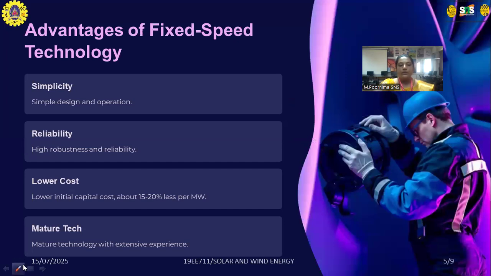Okay. Now coming to the advantages. What are the advantages of using fixed speed technologies? The first thing is simplicity. We know that it has a simple design and operation because of the fixed speed. Then high robustness and reliability, and low cost. It has a low initial capital cost, about 15 to 20% less per megawatt, and it is a mature technology. These are the advantages of fixed speed technology.